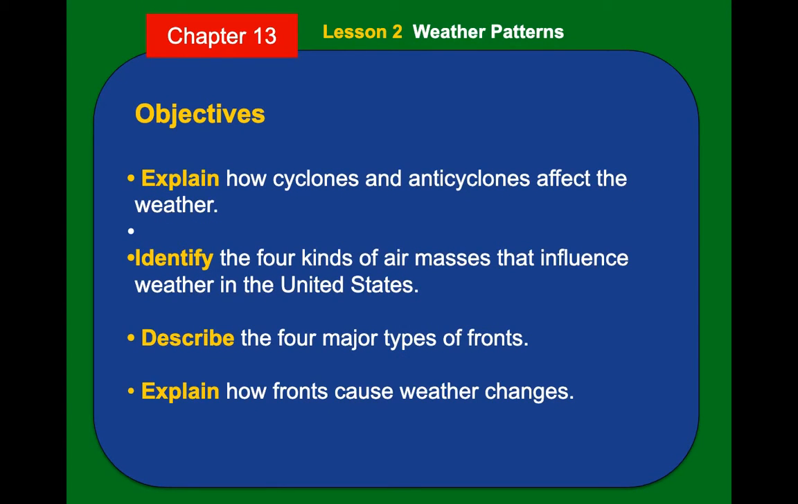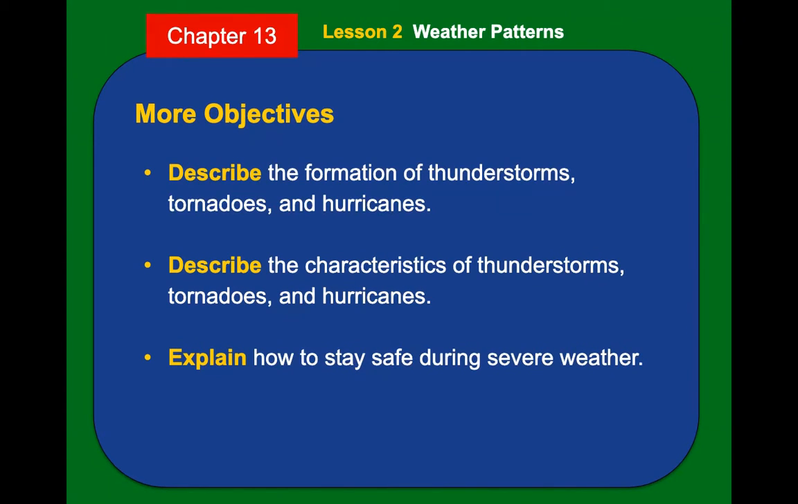So our objectives as we go through this lesson are for you to learn how to explain cyclones and anticyclones and how they affect weather. You should be able to identify the 4 kinds of air masses that influence weather in the United States. You should be able to describe 4 types of major fronts and explain how fronts cause weather changes. You should also be able to describe the formation of thunderstorms, tornadoes, and hurricanes, describe the characteristics of those types of storms, and explain how to stay safe during severe weather.